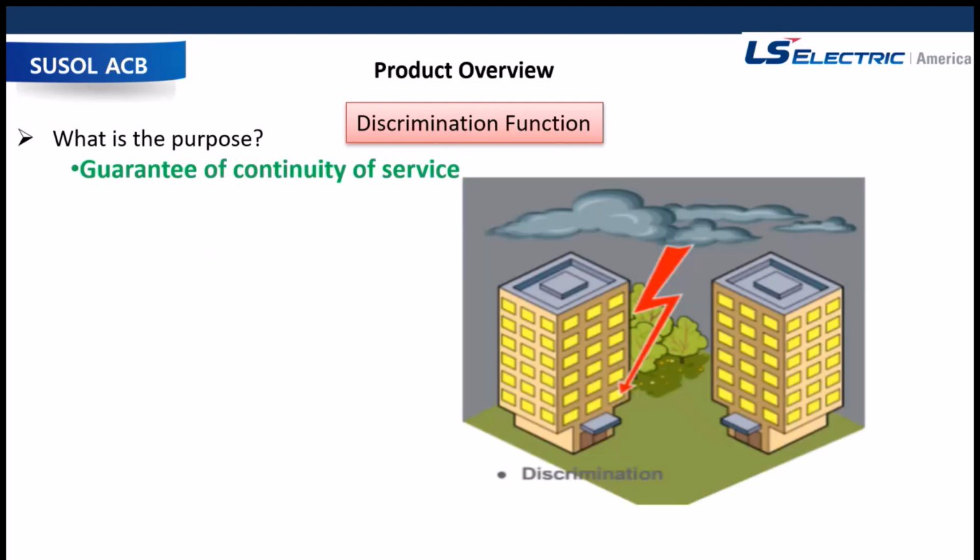Okay, another topic we have is the discrimination function. So guarantee of continuous service. So say we have two buildings here, right? One building has discrimination employed and the other building on the right does not have discrimination employed.